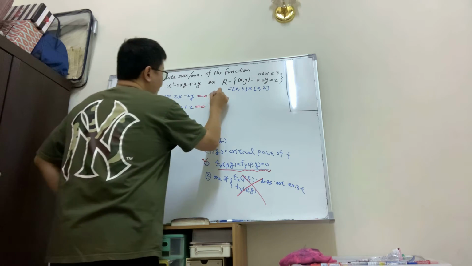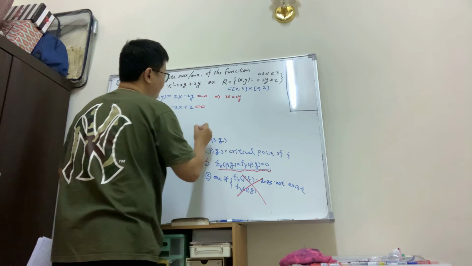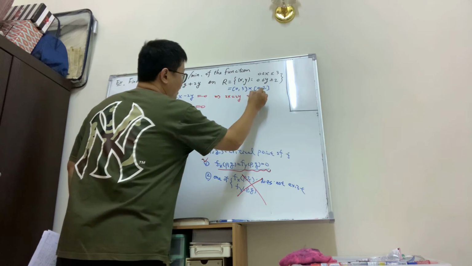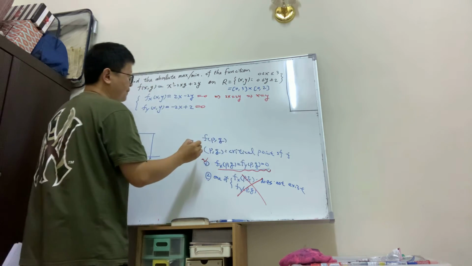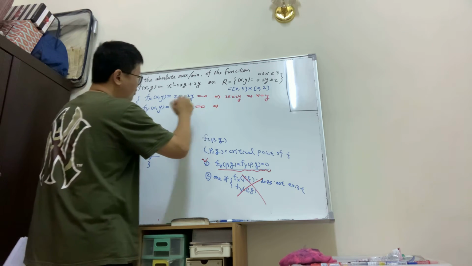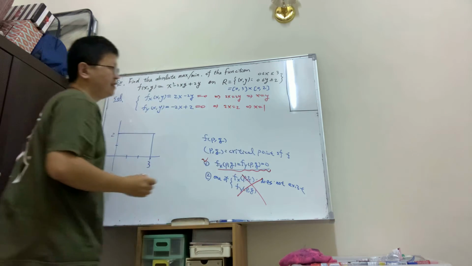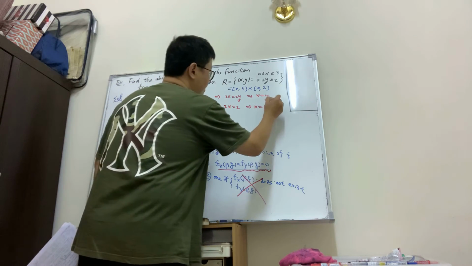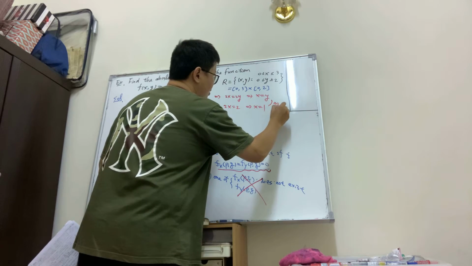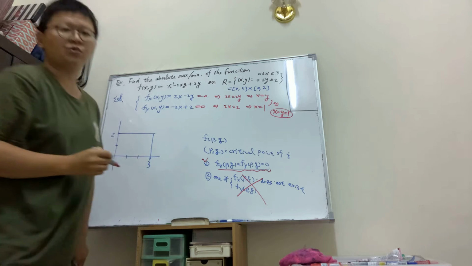For the first one, move it to the right hand side, you will get 2x equals 2y, and divide by 2, x equals y. And then for this one, move it to the right hand side, you get 2x equals 2. Divide by 2, you get x equals 1. So finally, you will get x equals y equals 1.